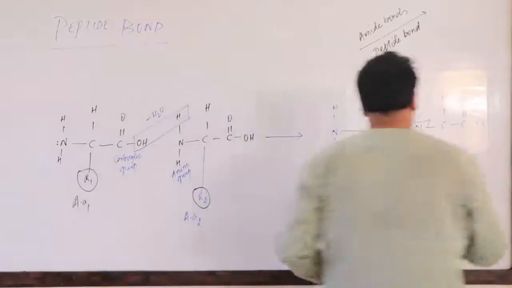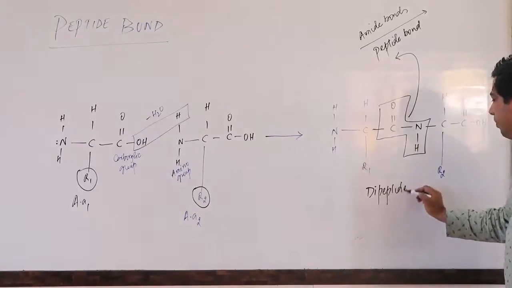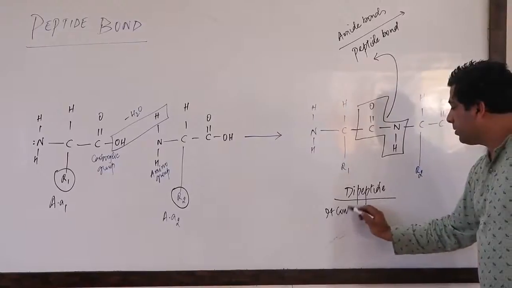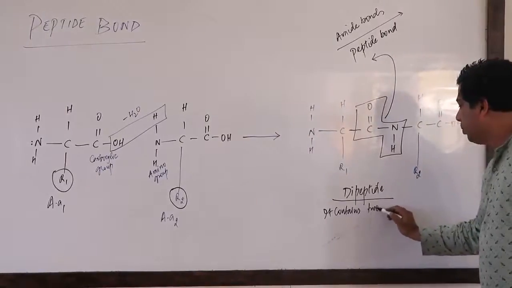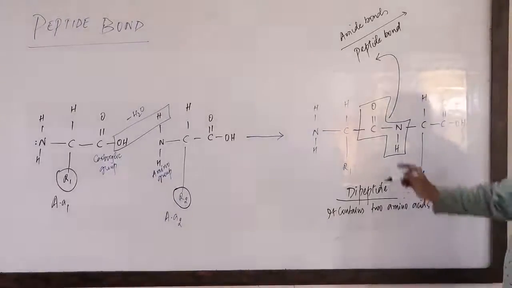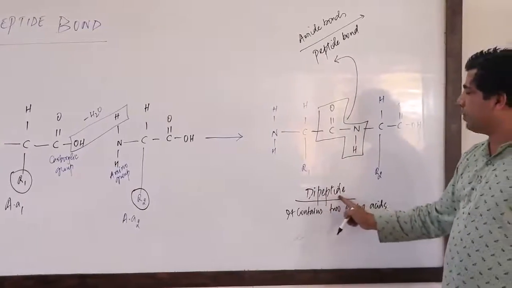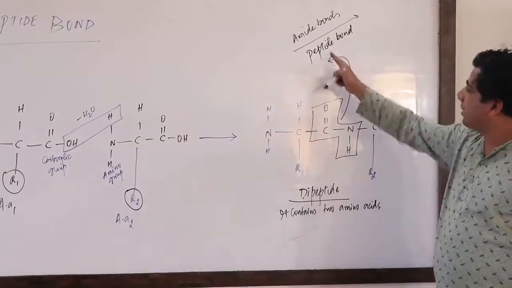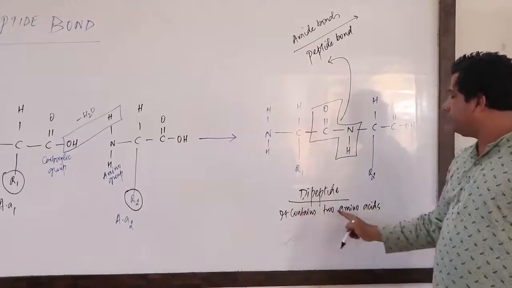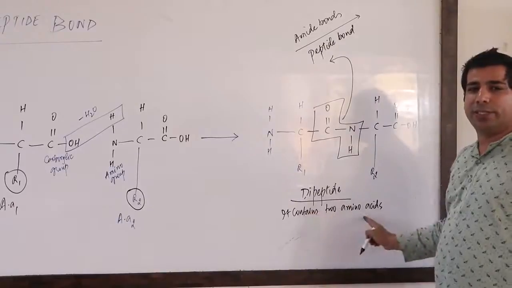So I will write down here, this is known as dipeptide. Why dipeptide? Because it contains 2 amino acids. So how many amino acids are present here? R1 and R2. These are 2 amino acids here. So we call it a dipeptide. This dipeptide and this are different. This is the peptide bond, and the dipeptide means it contains 2 amino acids. Okay? So what is a dipeptide?